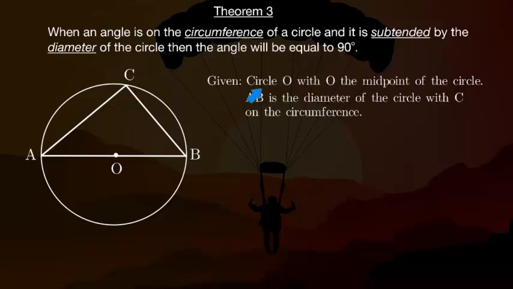We are given circle O with O the midpoint of the circle. AB is the diameter of the circle with C on the circumference. We want to prove that angle C is equal to 90 degrees. Here's our proof. We'll start by looking at this angle on the diameter, which is at the center of the circle. We're going to call this angle AOB.